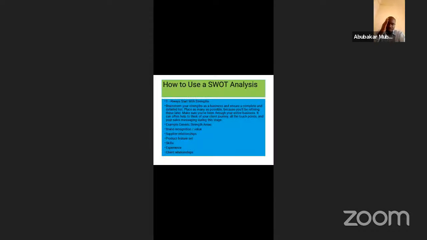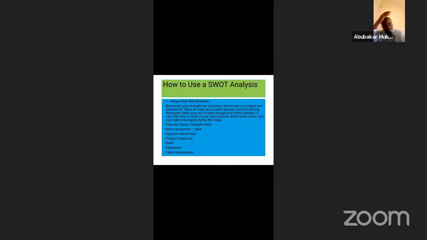How to use a SWOT analysis. The first thing to do if you want to use a SWOT analysis is always start with strength. Whatever you do, you first consider, okay, what advantage do I have over other companies? That is the first thing you do. Doing that means you are checklisting your strengths. First, you always start with your strength.